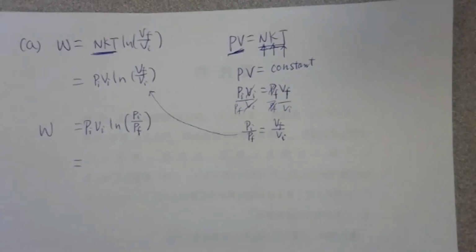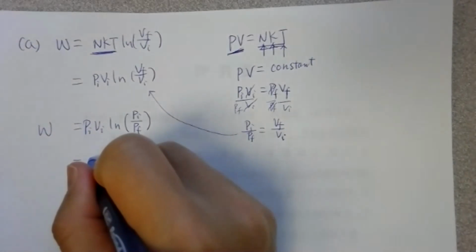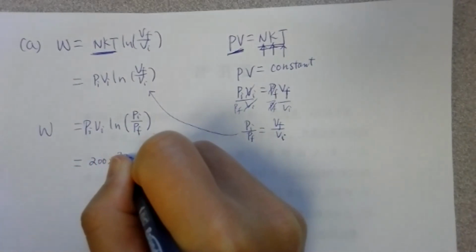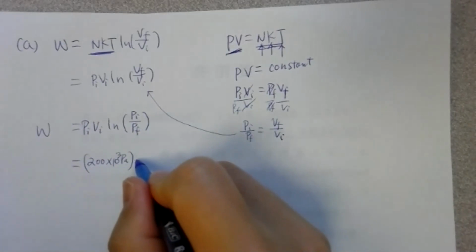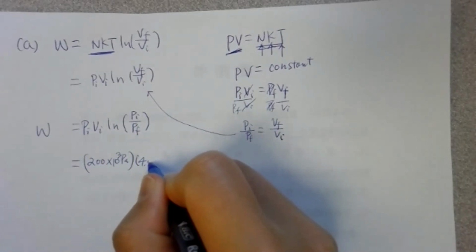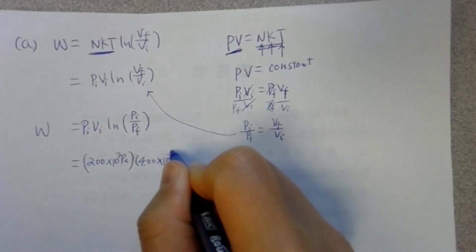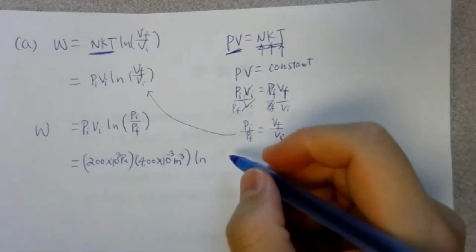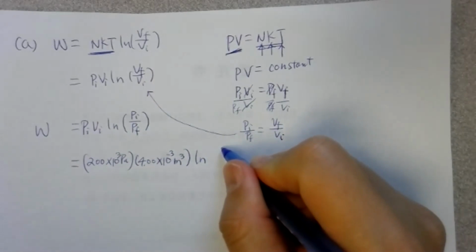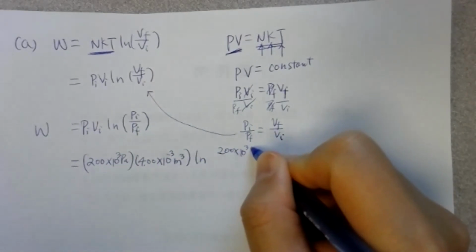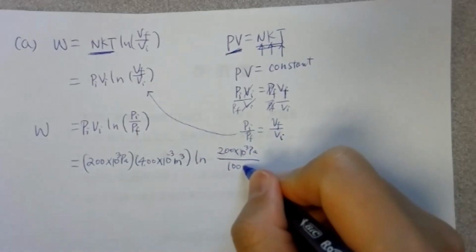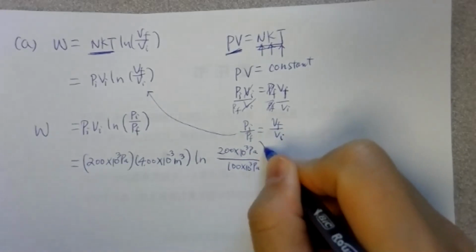So P initial is 200 kPascal. K means 10 to the third. V initial is 4.00 liters, which means 4 times 10 to the minus 3 meters cubed. Then the natural logarithm of P initial over P final: 200 times 10 to the third Pascal divided by P final, given as 100 times 10 to the third Pascal.